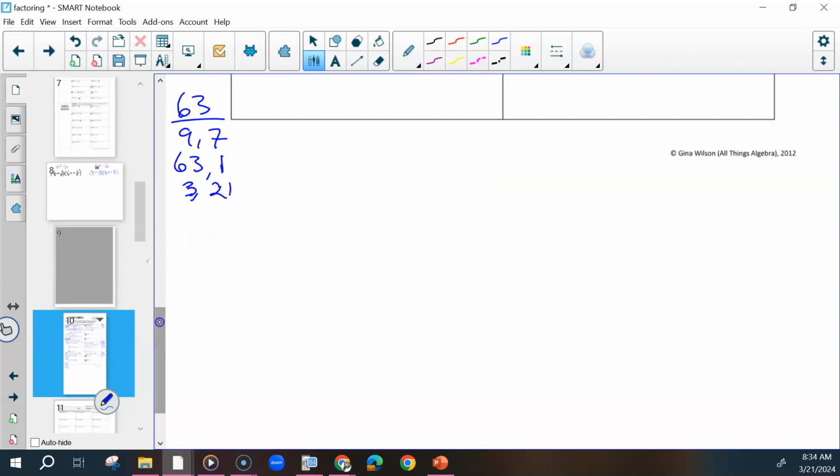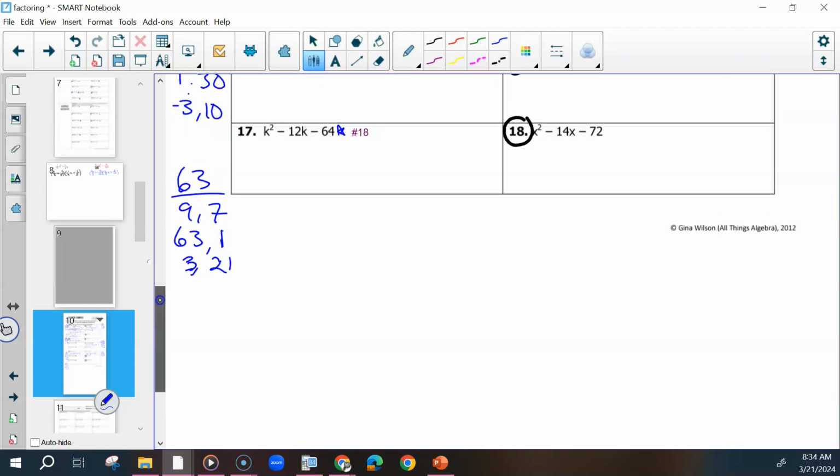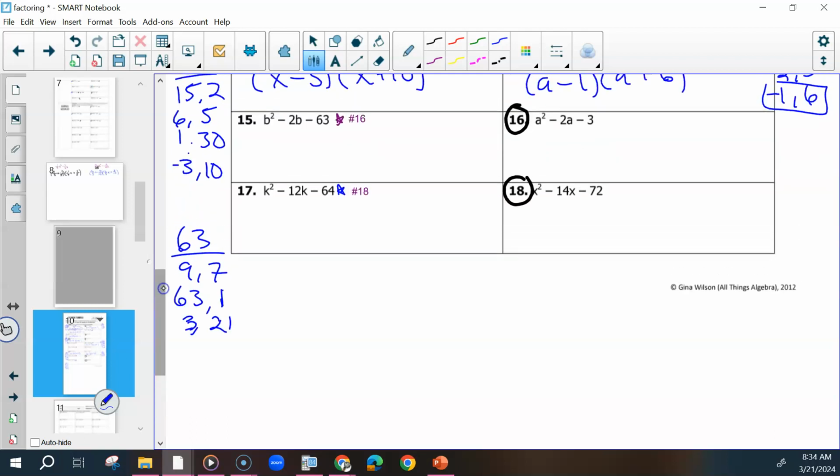I have to redo my tape because the whole board is messed up. Okay. And then we're looking for the same thing. One of them has to be negative. Which pair would we use? Which would be negative? 9 and 7. Yes. So in this case, 9 and 7, but 9 is now negative. So b minus 9 and b plus 7.